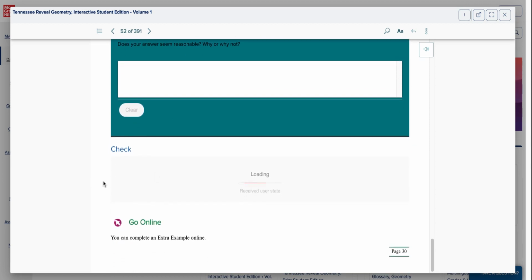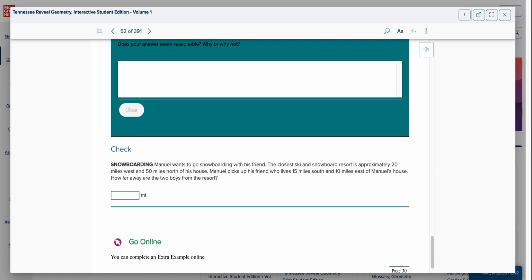Okay, got a check. This is our last check before we go to the practice. All right, we got snowboarding. Manuel wants to go snowboarding with his friend. The closest ski and snowboard resort is approximately 20 miles west, 50 miles north of the house. Manuel picks up his friend who lives 15 miles south. I love how they do this. There are my positives and negatives, with west and south. So how far away are the two boys from the resort?